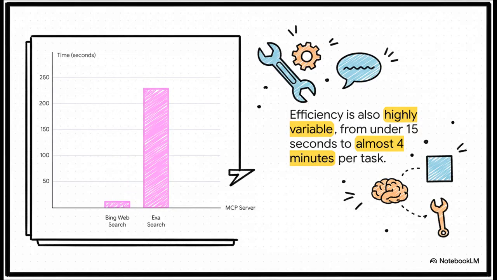And it wasn't just accuracy. Speed was all over the place, too. The Bing tool was super fast, getting answers in about 12 seconds. But the Exa search tool took, on average, 231 seconds. That's almost 4 minutes to do the same kind of task.